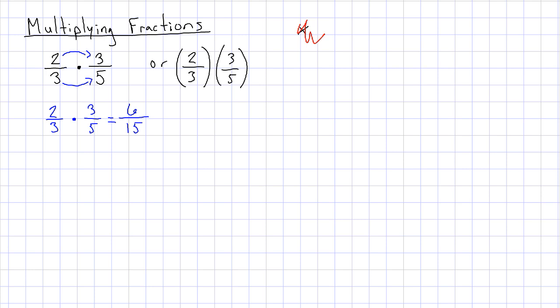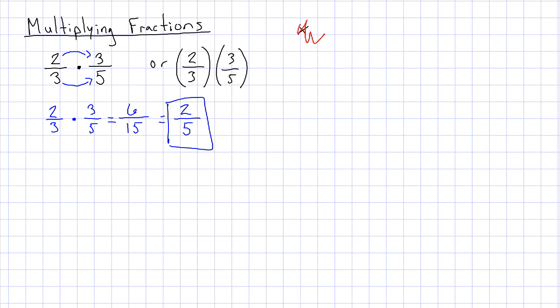So I'm going to start with 3 because I know 3 goes into 6 as well as into 15. So in order to simplify this, 6 divided by 3 is 2, and 15 divided by 3 is 5. So the final answer here will be 2/5. That is how you multiply fractions. Multiply across the top, multiply across the bottom.